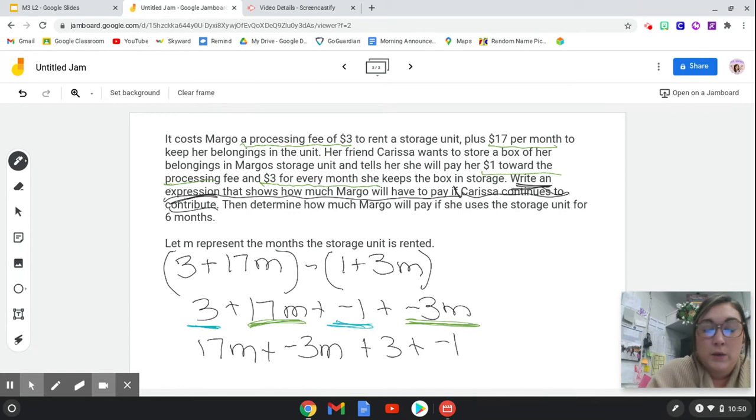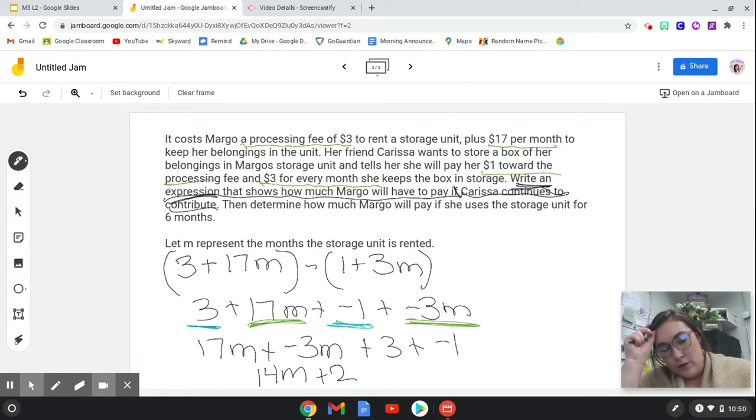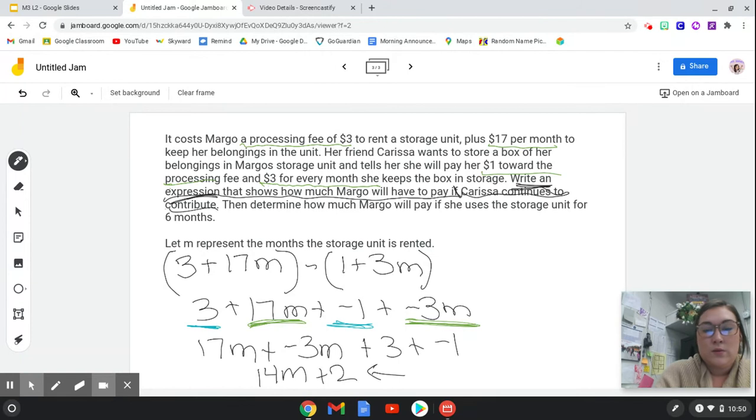And I'm going to combine my like terms. So 17 plus negative 3 is 14m, plus 3 plus negative 1 is 2. So my expression is 14m plus 2. So that is how much Margot will pay if Carissa continues to contribute. This expression and the earlier one are equivalent, but I would much rather work with a short 14m plus 2 expression.